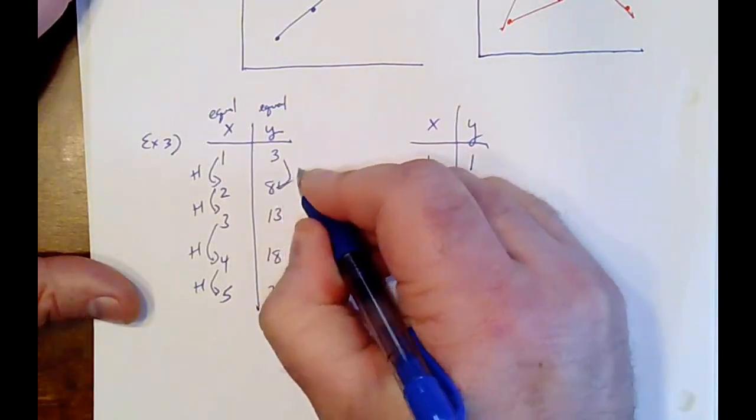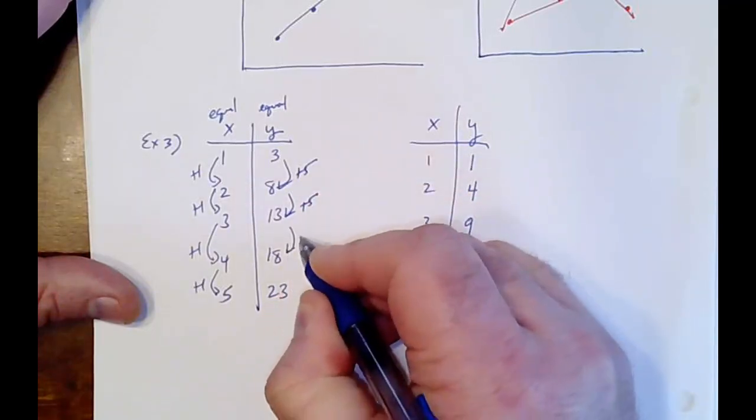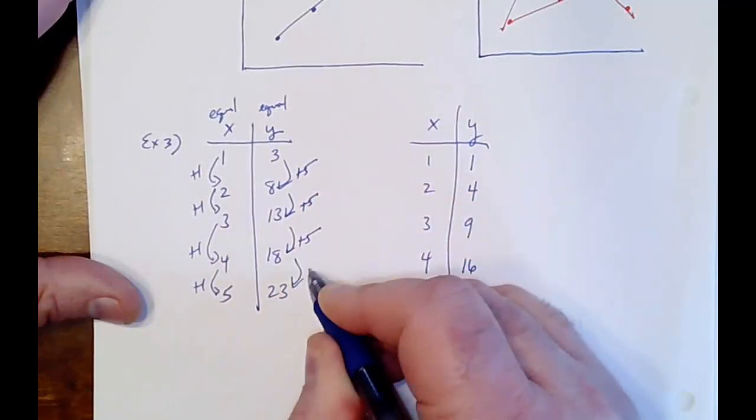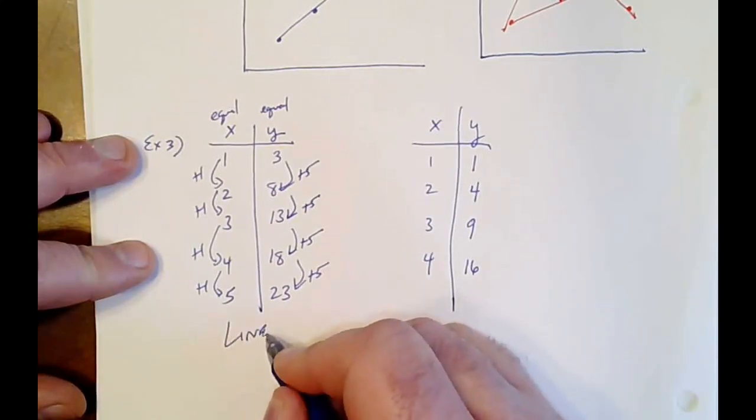So from 3 to 8, we go up 5. From 8 to 13, up 5. 13 to 18, up 5. And 18 to 23 is up 5. Did the x's all go up by the same amounts? Yes, by 1 each time. Did the y's also go up by the same amount each time? Yes, they each kept going up by 5. This is linear.